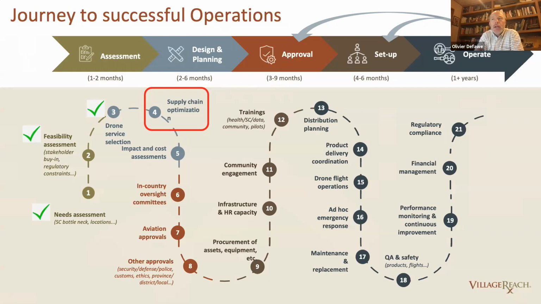So today, after going extensively on the earlier phase of the journey to a success operation framework that we introduced to you yesterday, where we talked about the need assessment and the feasibility assessment, we are now going to be working on designing the actual network in order to optimize the supply chain of interest.